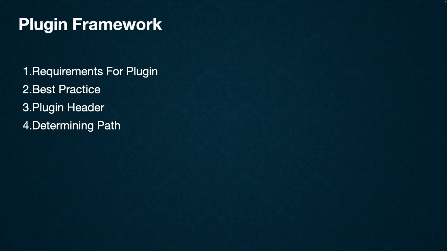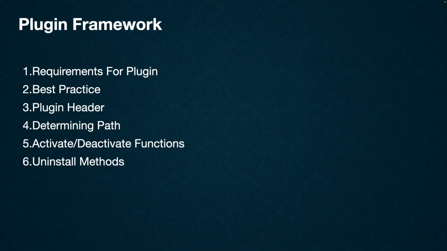Then there is determining the path, and activate and deactivate functions. In activate and deactivate functions, we will completely go through what function you will use for activation, what function you will use for deactivation, and then the uninstall method. The uninstall method basically runs when you remove or delete your plugin, so we will discuss that also. And again, coding standards. We will discuss a little about coding standards, how you will follow best practices in WordPress plugin development.